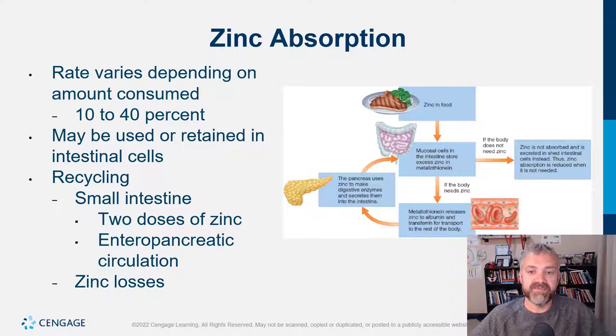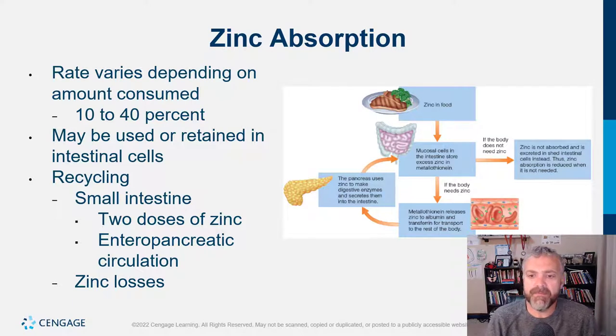All right, so zinc absorption: the rate varies depending on the amount consumed. Again, the more you need, the more you'll absorb, or the less you need, the less will be absorbed. It can either be used or retained in the intestinal cells, like we saw with iron, and then it can be recycled through the small intestine and also through the pancreas. So we've talked about enterohepatic circulation before. Enteropancreatic circulation impacts zinc, and that's because zinc is needed to make digestive enzymes, which are then squirted into the intestines.